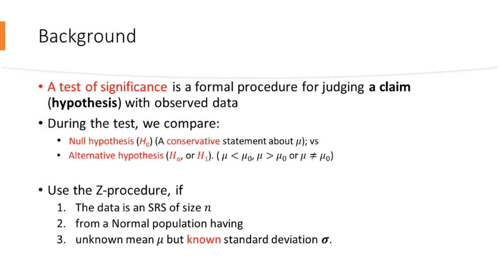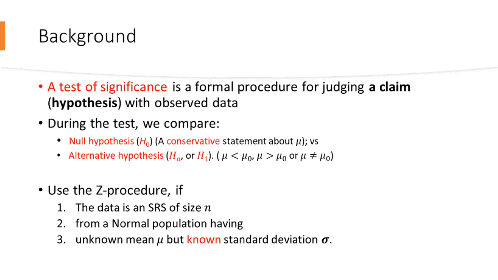The first is the null hypothesis, H0, which is a conservative statement about the population mean, denoted as mu. The second is the alternative hypothesis, HA or H1, which proposes that the population mean is less than, greater than, or not equal to a specific value, denoted as mu0.